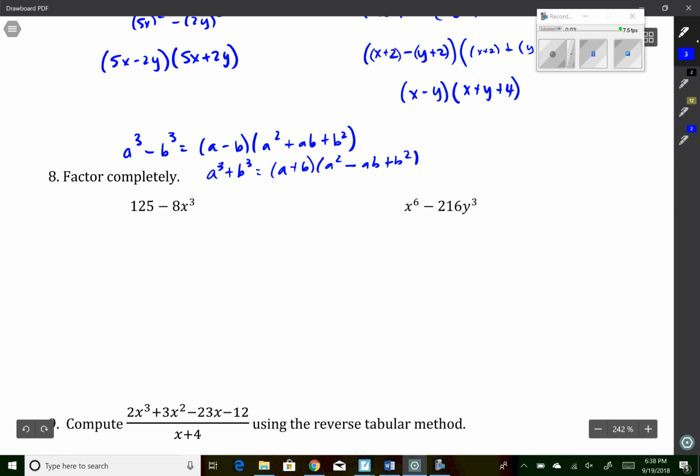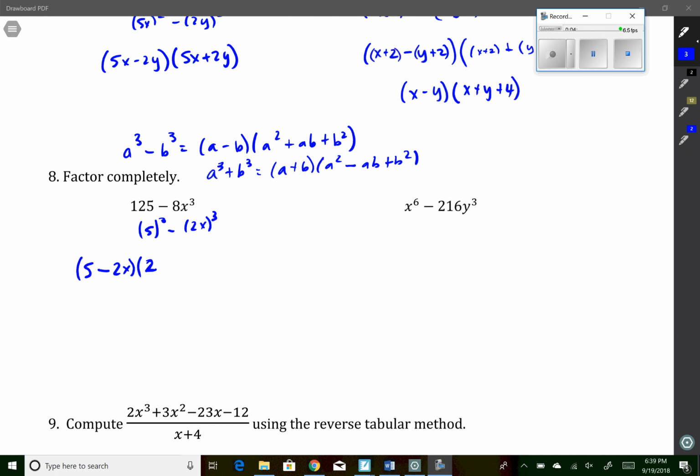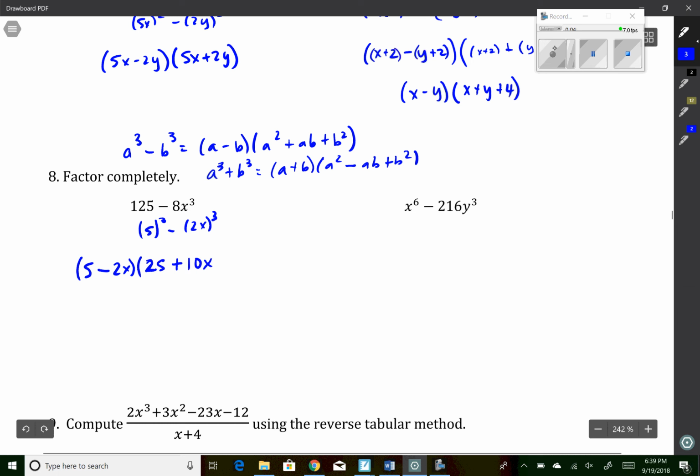Now for this first one, I have to figure out what am I cubing? Well, I'm cubing 5 to make 125. I'm cubing 2x to make 8x cubed. So then 5 goes in the first spot. It's minus, so it's the same sign. 2x. Notice the order here matters. So don't change around the order just so you could have the x term in front like you're used to seeing. Now the first term of the second parenthesis is going to be 5 squared, so that's 25. The second term is going to be plus the product of the two. 5 times 2x, well, that's 10x. And the last term is 2x squared, always positive, so that becomes 4x squared.